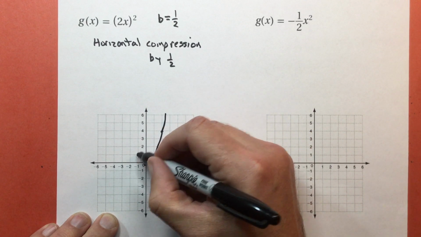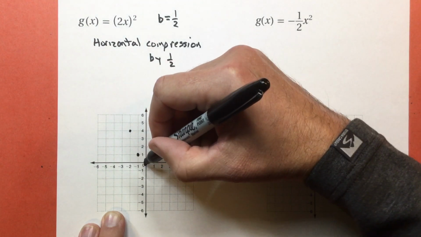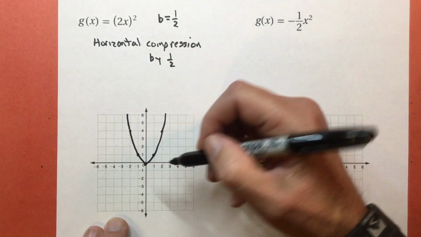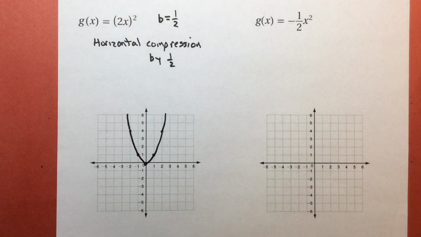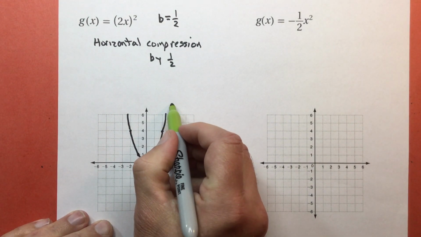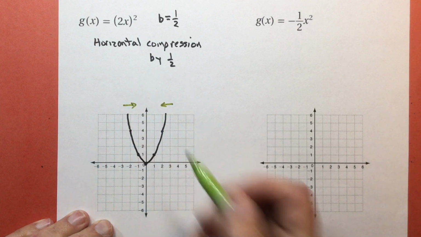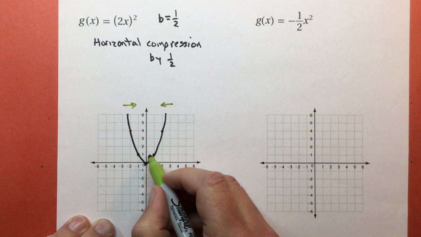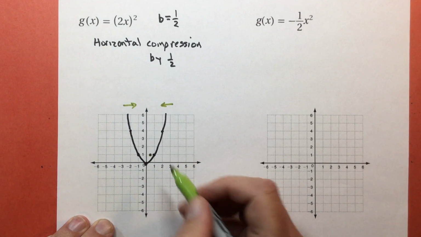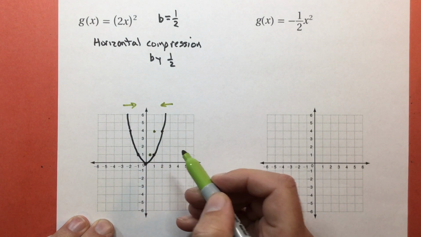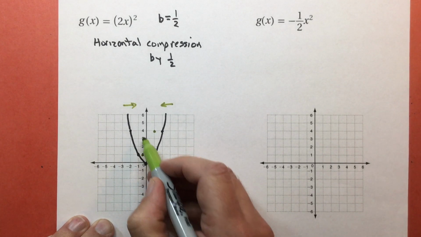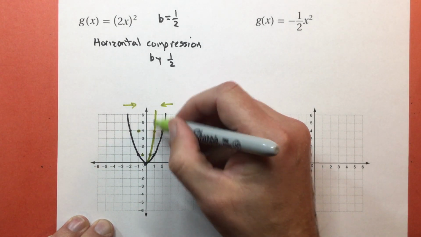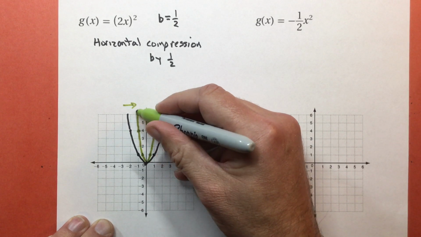One more time, here's my parent function. A little sharp there at the bottom. I try to make it nice and smooth, but it didn't work. And this time I'm going to push it in half as far. I'm going to squeeze it toward the y-axis half as far. So this point is going to go halfway. This point is going to go halfway. Same thing on this side. And my new graph is going to look like this.